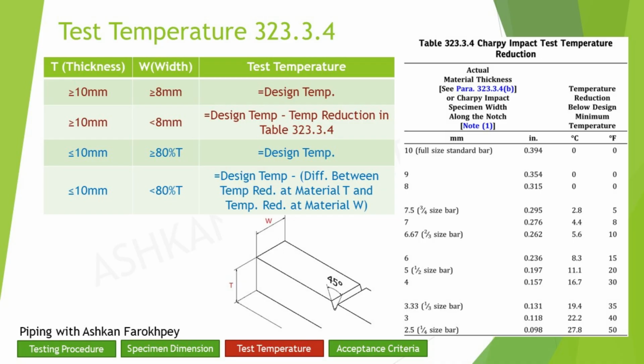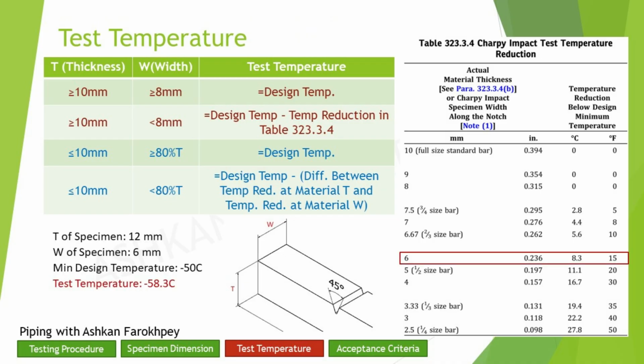In this case, we find the width of our sample from the left column, then the corresponding temperature reduction is found. By subtracting the quantity found on the table from the minimum design temperature, the test temperature is found. As an example, assume that the thickness of our sample is 12 mm and its width is equal to 6 mm. 12 is greater than 10, so scenario 1 is prevailing. The width is 6 mm and the temperature reduction would be 8.3 degrees centigrade. Assume that the minimum design temperature is minus 50 degrees centigrade. So the test temperature would be minus 50 degrees centigrade subtracted by 8.3, which equals minus 58.3 degrees centigrade.